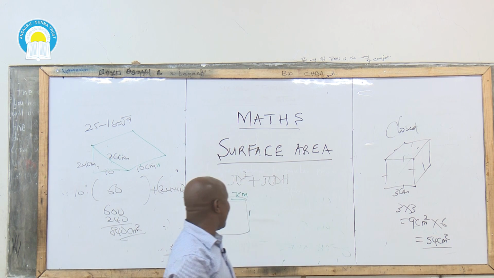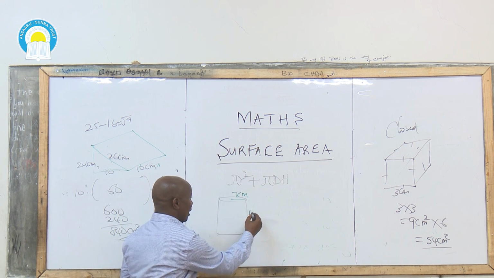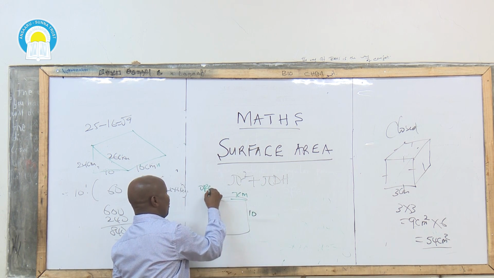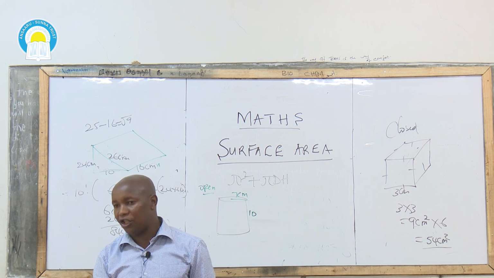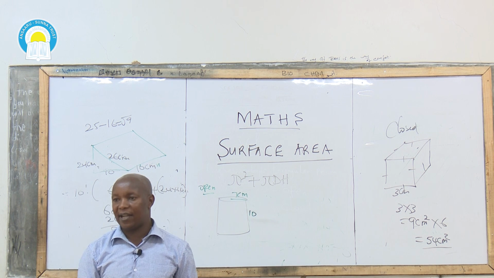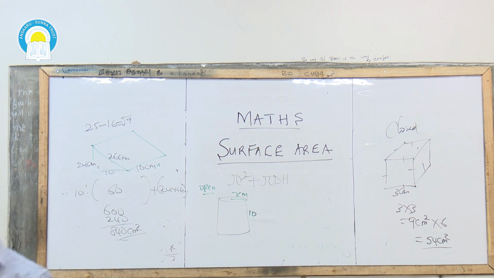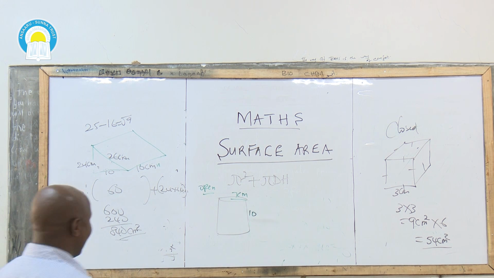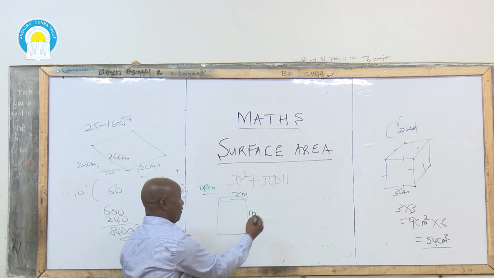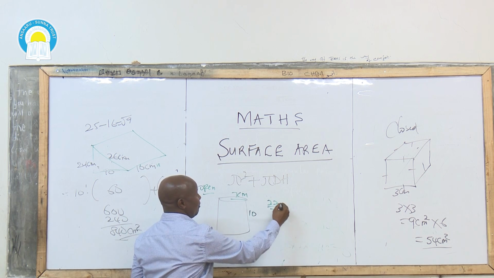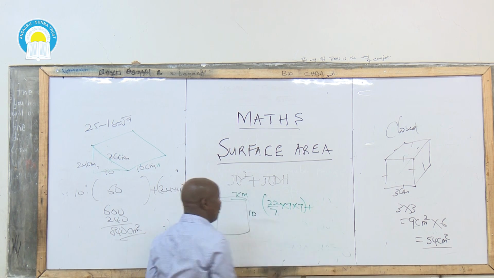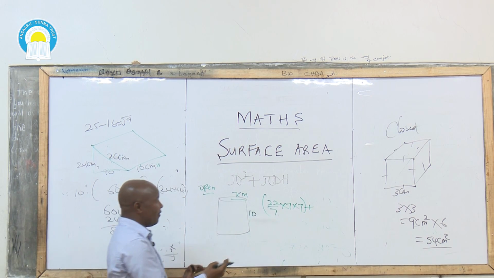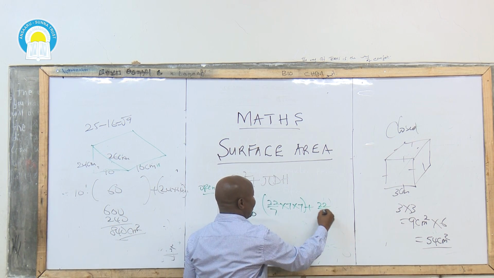So we are going to start now with the open cylinder. If it is open now, πr squared plus πdh. Then we will be through. So now πr squared here, our radius is 7. So 22 over 7 multiplied by 7 by 7. Then added to surface area of the curved surface, which is πdh, 22 over 7.